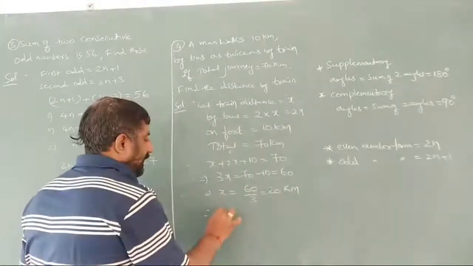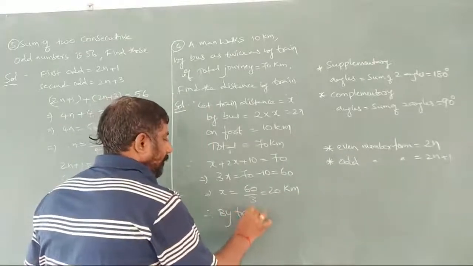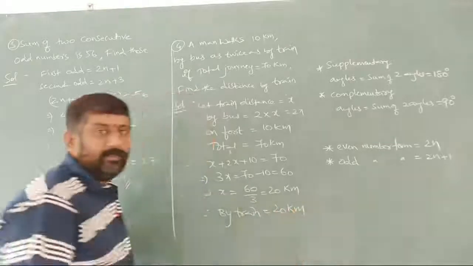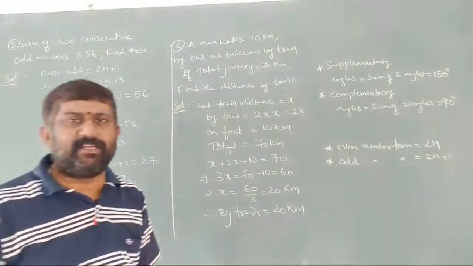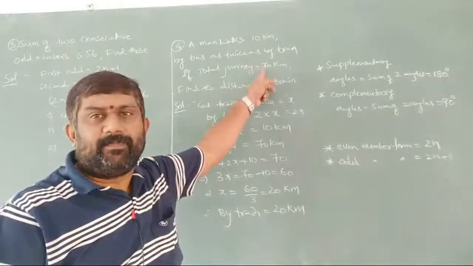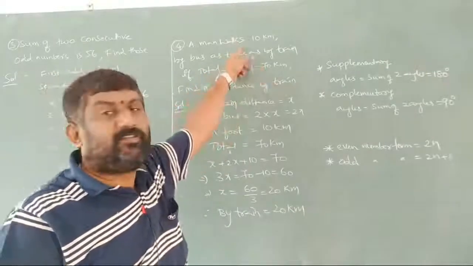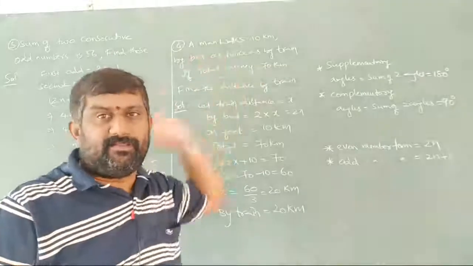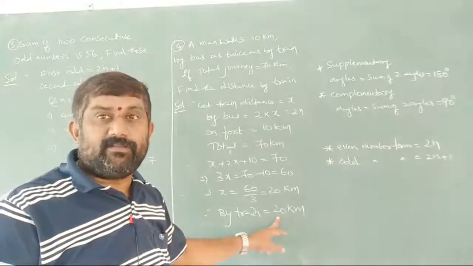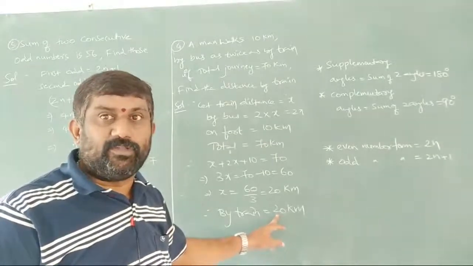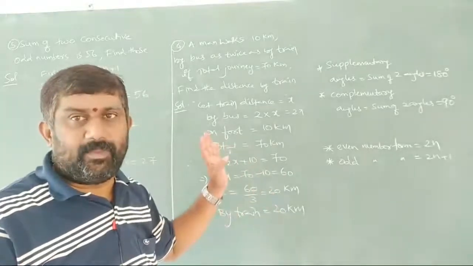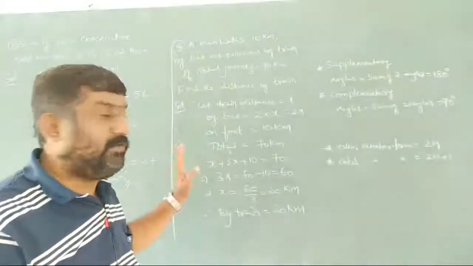So therefore the distance by train is going to be 20 kilometers. Let us check whether it is right or wrong. Total journey is 70. Out of this 70, 10 is on foot. Remaining 60. By train, 20. By bus, double of 20, so 20 twos are 40. 20 plus 40 plus 10 is going to be 70. So like this, we have to do the word problems.